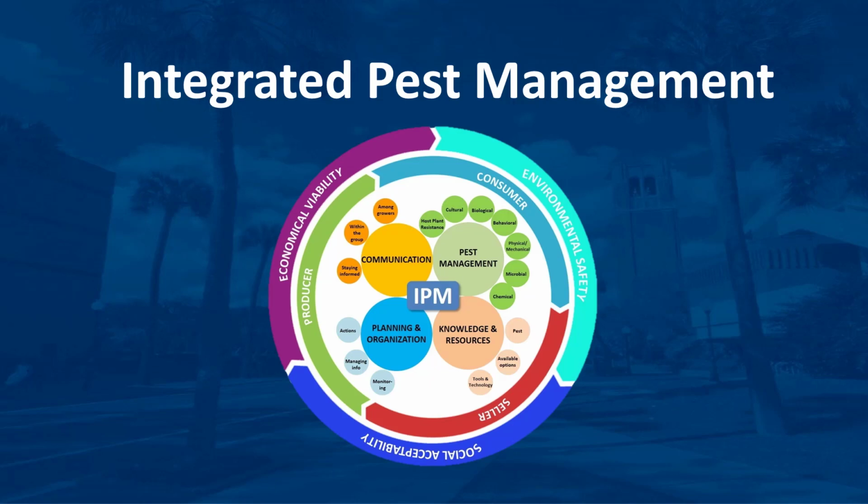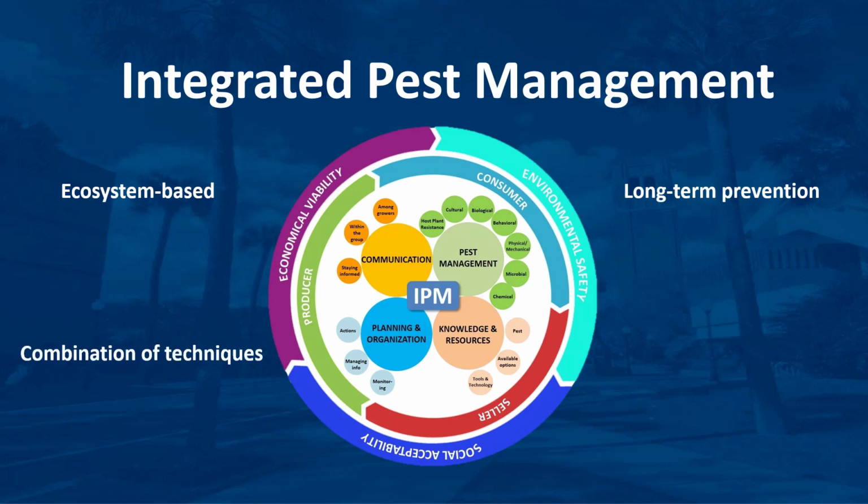The philosophy of integrated pest management, IPM, was developed in the 1950s because of concerns over increased pesticide use, environmental contamination, and the development of pesticide resistance. IPM is an ecosystem-based strategy that focuses on long-term prevention of pests or their damage through a combination of techniques such as biological control, habitat manipulation, modification of cultural practices, and use of resistant varieties.